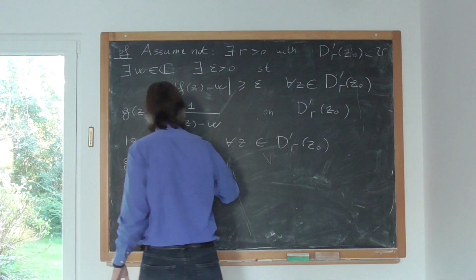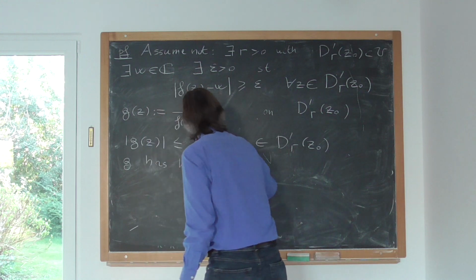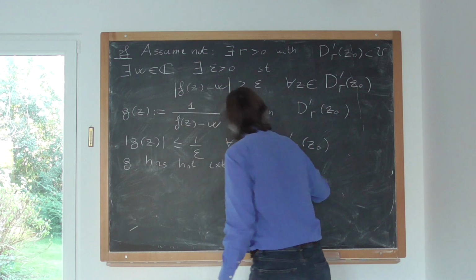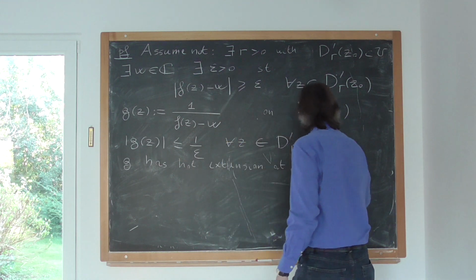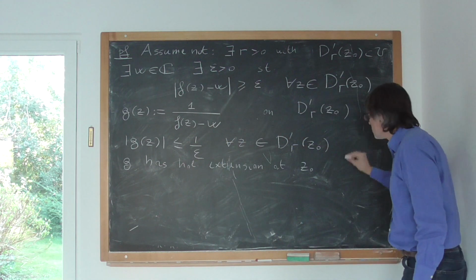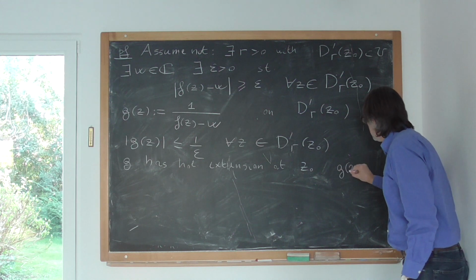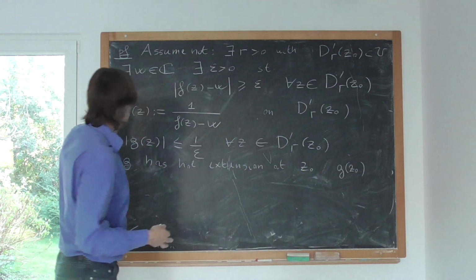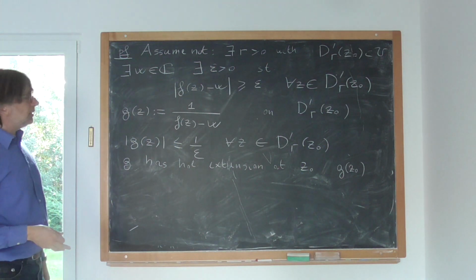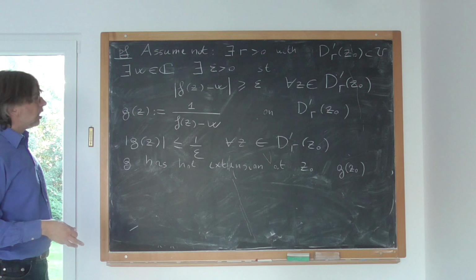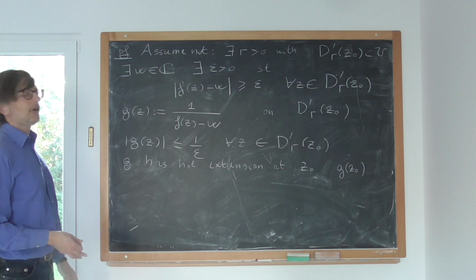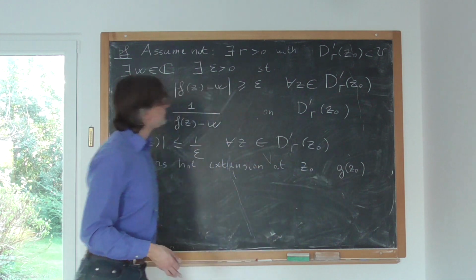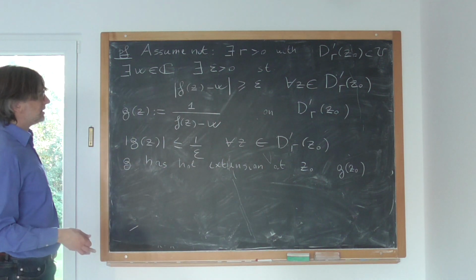So G has a holomorphic extension at Z0. Okay? So G of Z0 is then well defined. We can define G of Z0 as the limit of G of Z for Z going to Z0, and we will obtain a function G which is now holomorphic also on this disk.